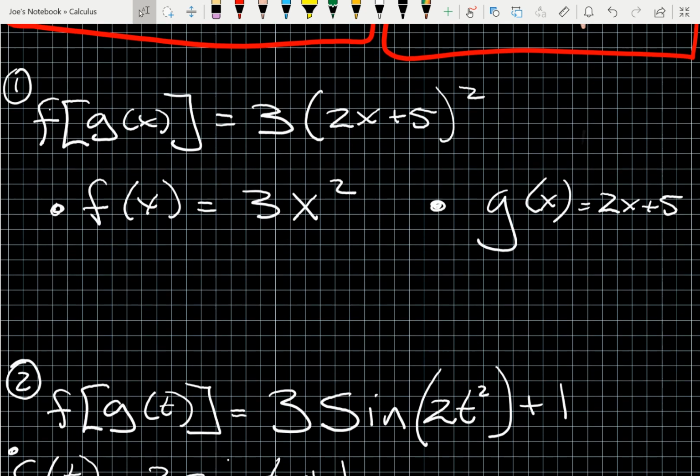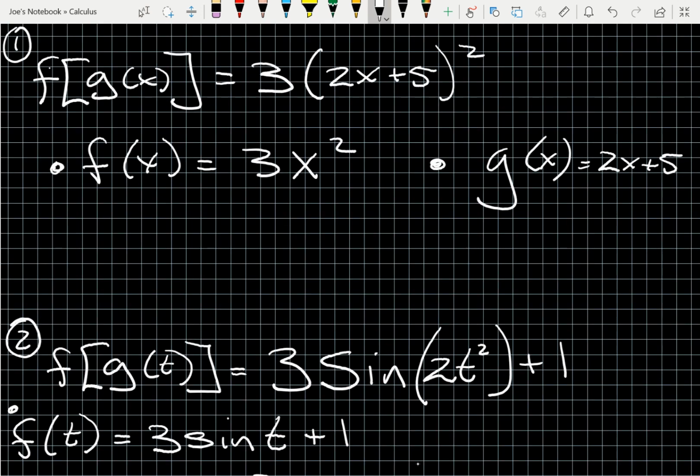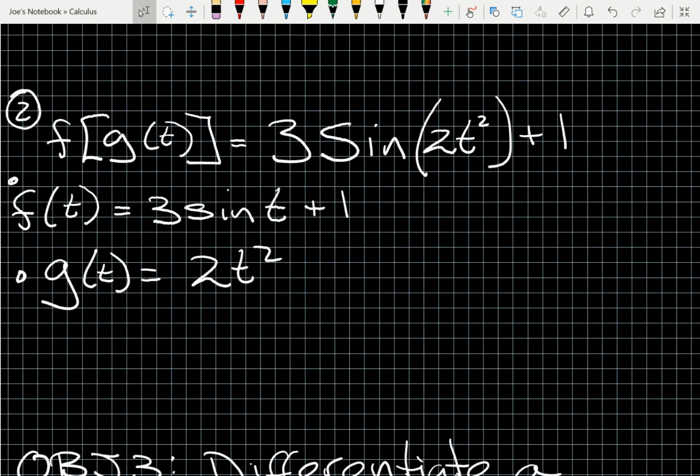So I'm going to tell you a composite function, f of g of x. I'm going to tell you that is 3 times quantity 2x plus 5 squared. When I look at my outside component, that is 3 times an input. I use that language specifically, 3 times an input squared. Well, if I plug into the input 2x plus 5, I end up with my composite function 3 times 2x plus 5 squared.